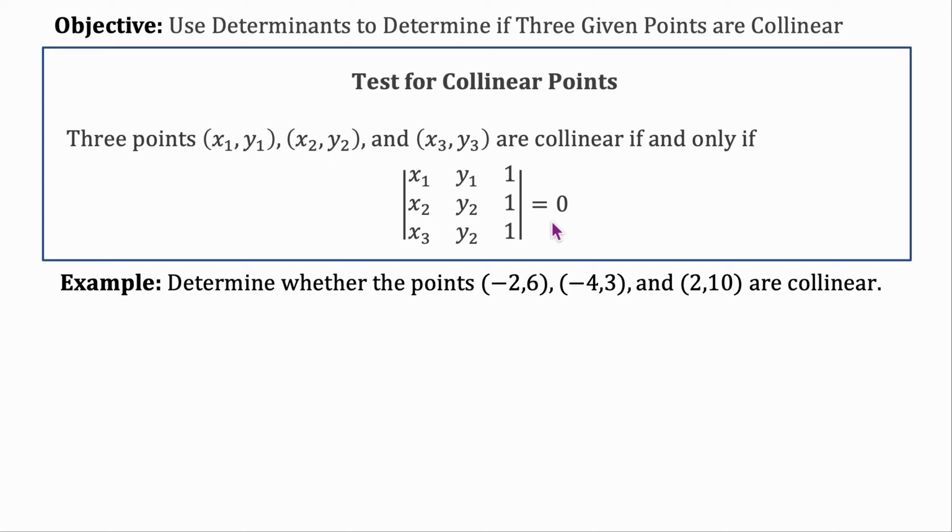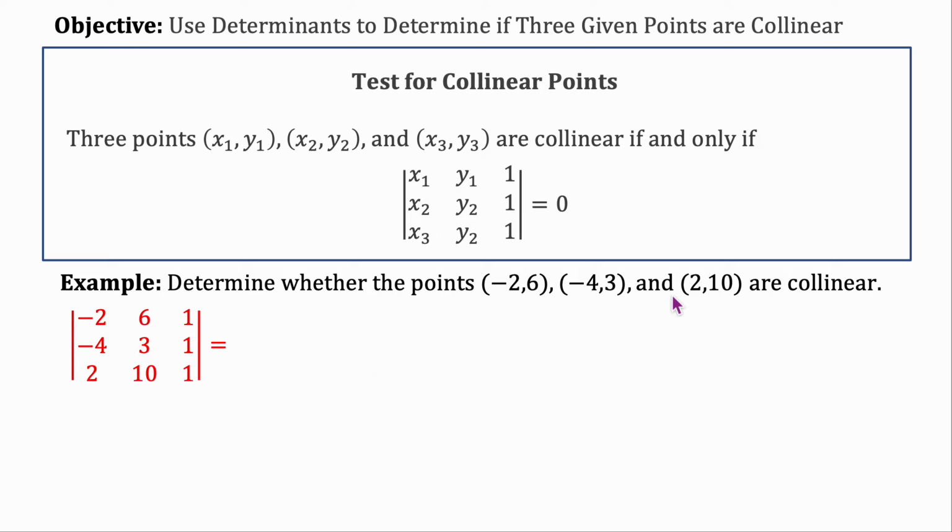If that is any other value, the points are not collinear. So it's just a matter of remembering how to do a 3 by 3 determinant. So let's walk through that process. So we have these 3 points. We want to know whether or not they are collinear. So we can set up a determinant.